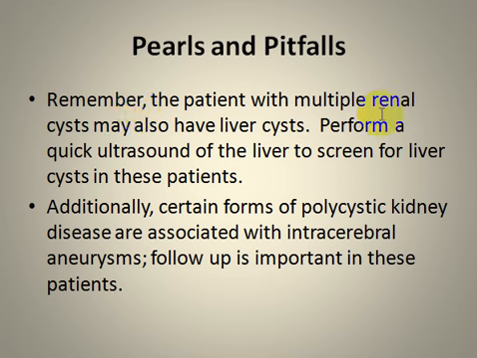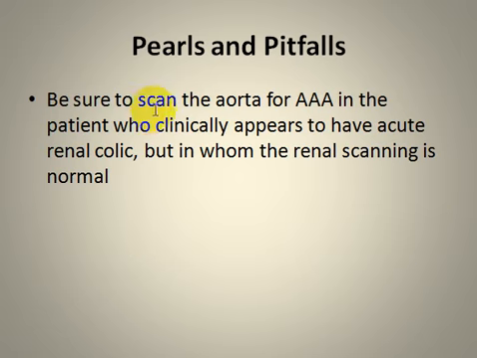In some cases, a fluid-filled gallbladder sometimes can be mistaken with a renal cyst. Remember, the patient with multiple renal cysts also may have liver cysts, and you should look for them. And certain forms of polycystic renal disease are associated with intracerebral aneurysm. We should look for that. Be sure to check the aorta for abdominal aortic aneurysm in a patient who clinically appears to have acute renal colic, but in whom the renal scan is normal.